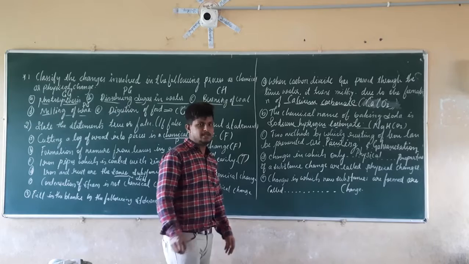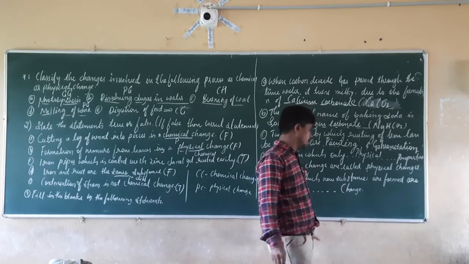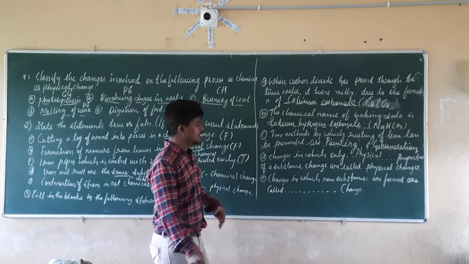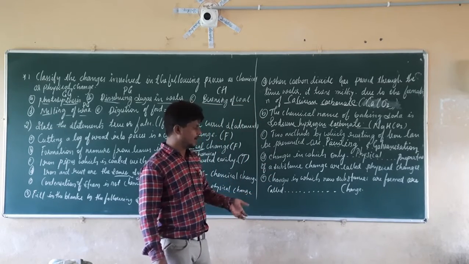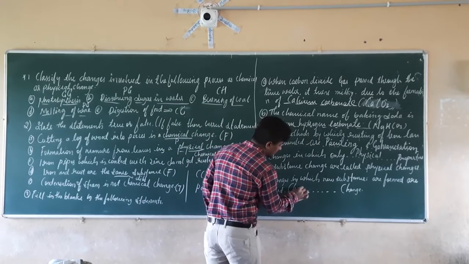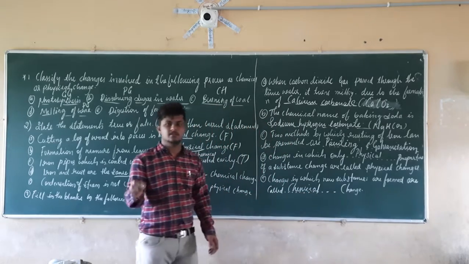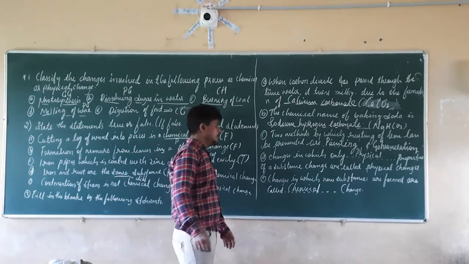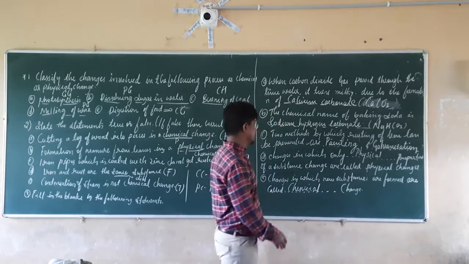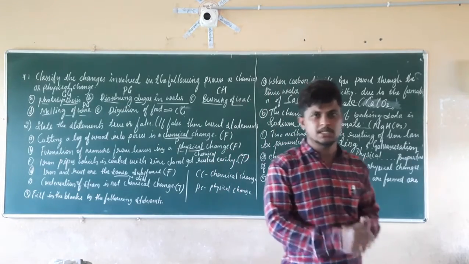So next statement, E. Changes in which new substances are formed are called chemical change. In chemical change only, a new product is going to form, and changes in which only physical properties change are known as physical change. So this is about the main question number 3.